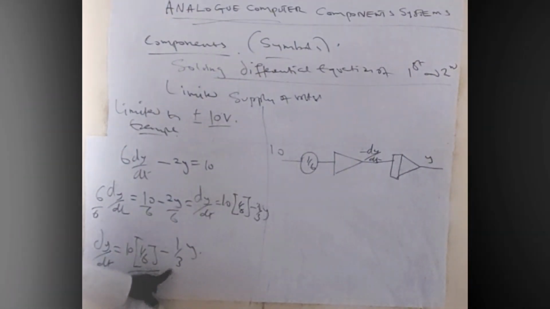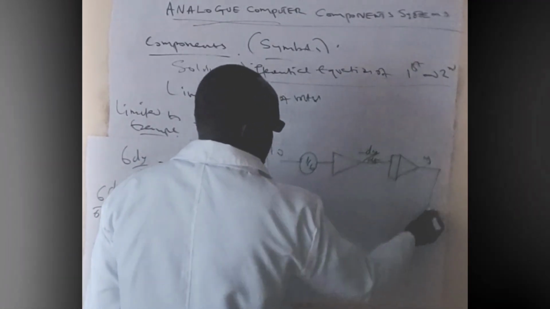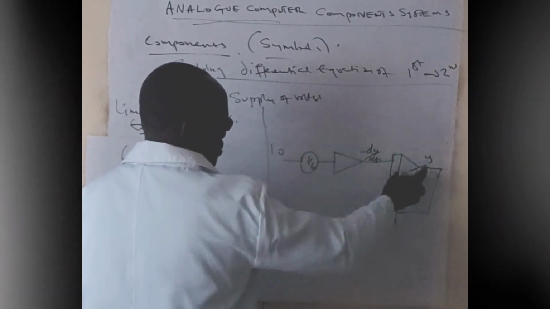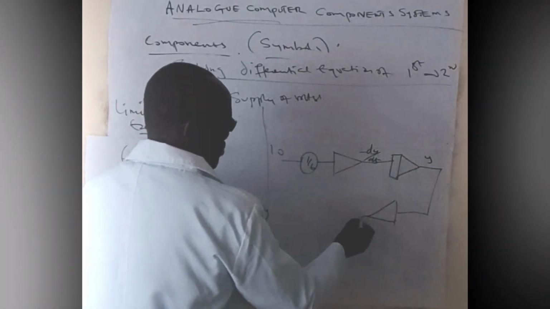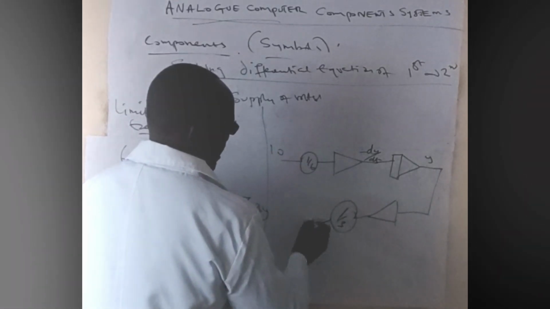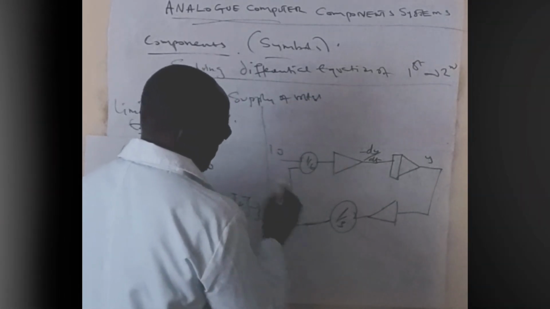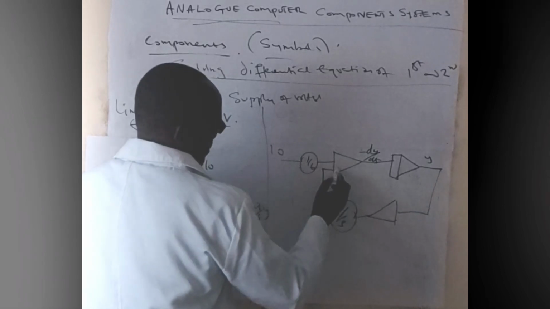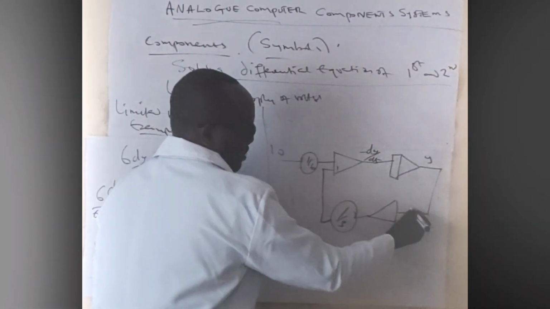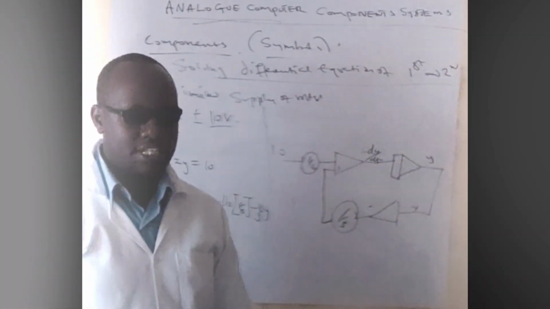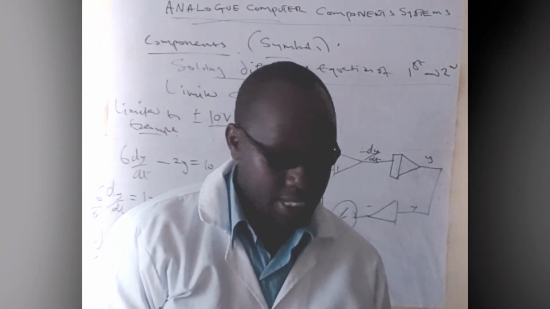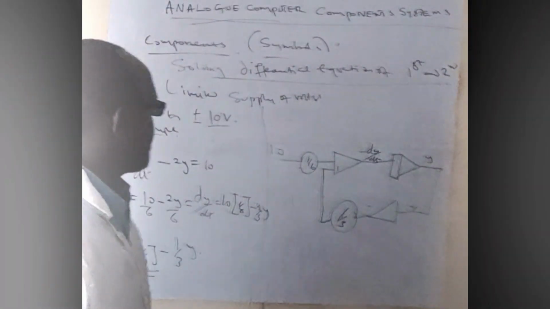So that means we are going to introduce the multiplier, and that one will change the sign. So this is negative, it will change to positive, and then you put your potentiometer 1/3, and then you feed it back. So here will be positive. So that is one example. And then we want to see how we can solve simultaneous equations.